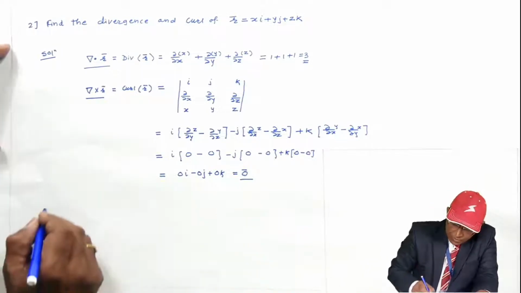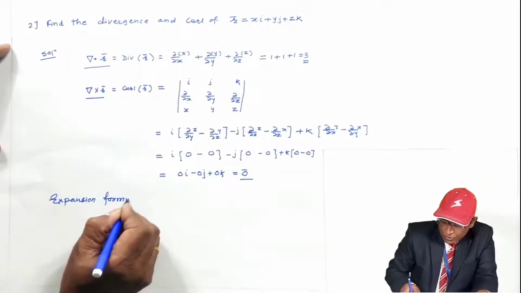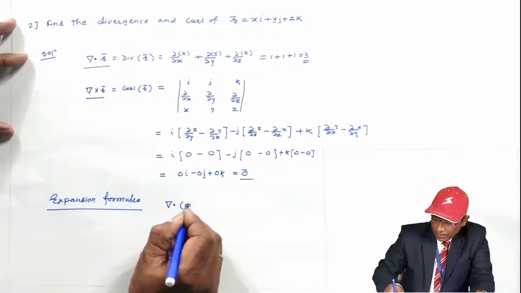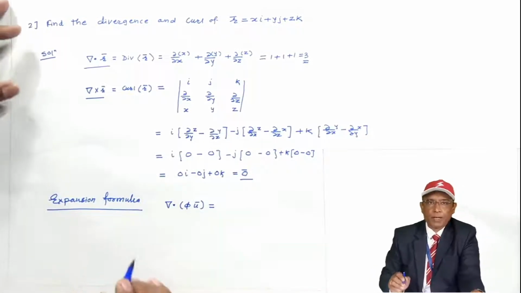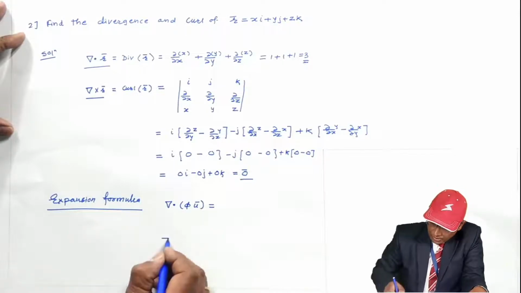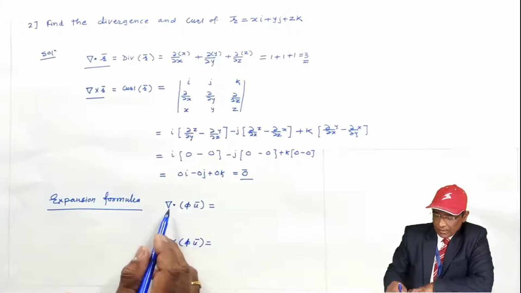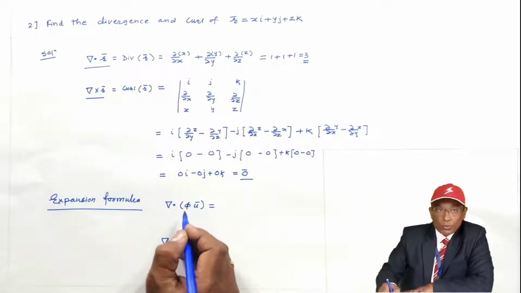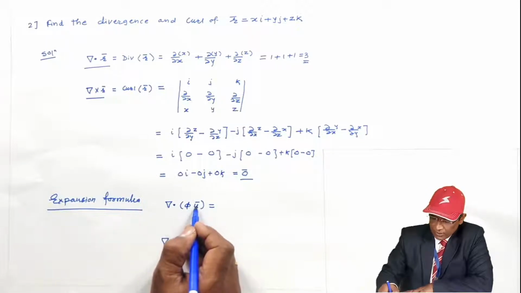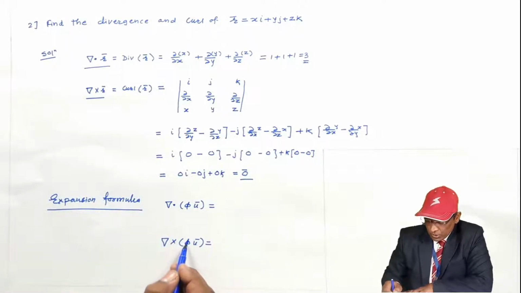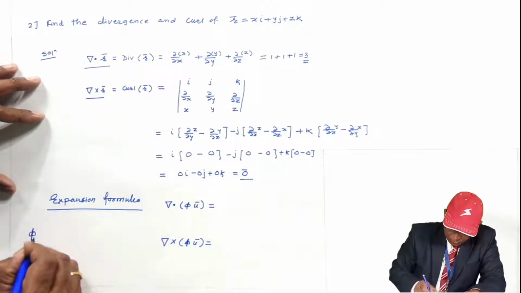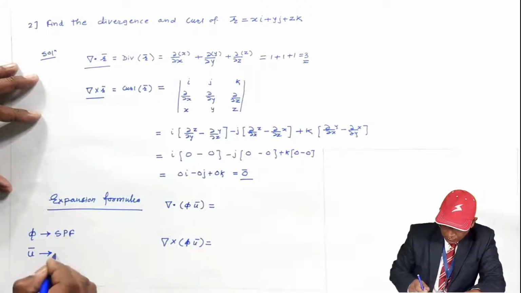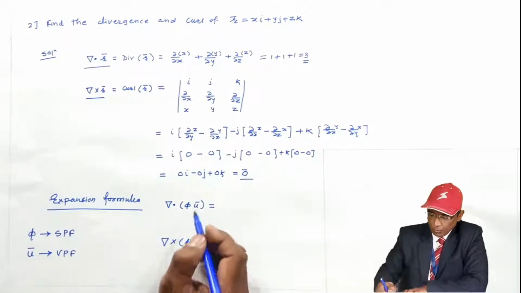Now, some expansion formulas I am writing, the expansion formulas for divergence and curl. See, del dot phi u bar and del cross phi u bar. Try to understand the first formula because many times you have to make use of it. Del dot means divergence, del cross means curl. Divergence of the product of a scalar point function and a vector point function, and curl of the product of a scalar point function and a vector point function. Here phi is a scalar point function, and u bar is a vector point function. That's why I put a bar here.